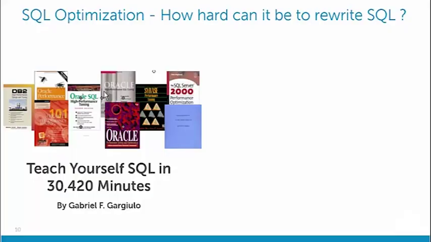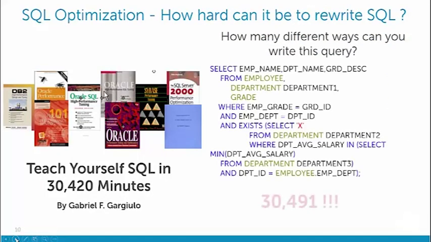And oftentimes what happens is developers will try to rewrite the statement in a different way in an attempt to make it run faster and look at the execution plan to get the evidence. So how hard can it be to rewrite a SQL statement? Look at this SQL statement. How many different ways do you think you could rewrite this? 30,500 times. That's an awful lot.